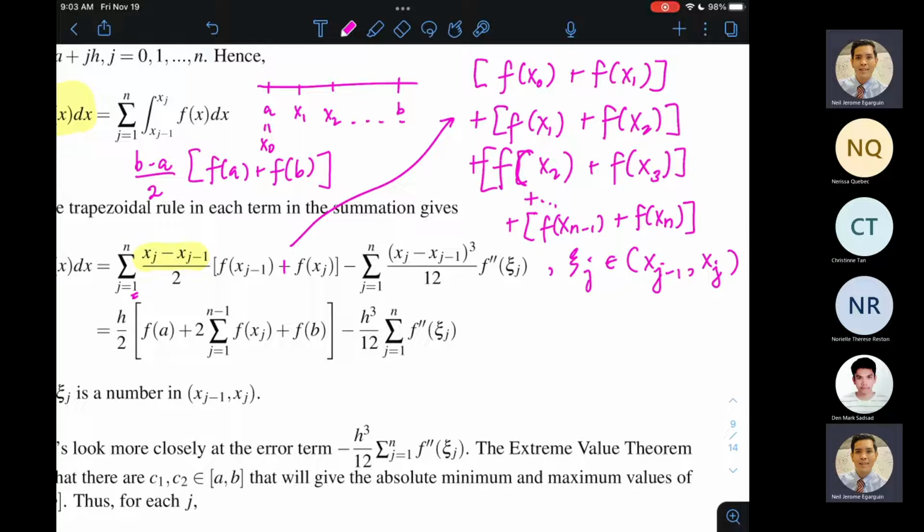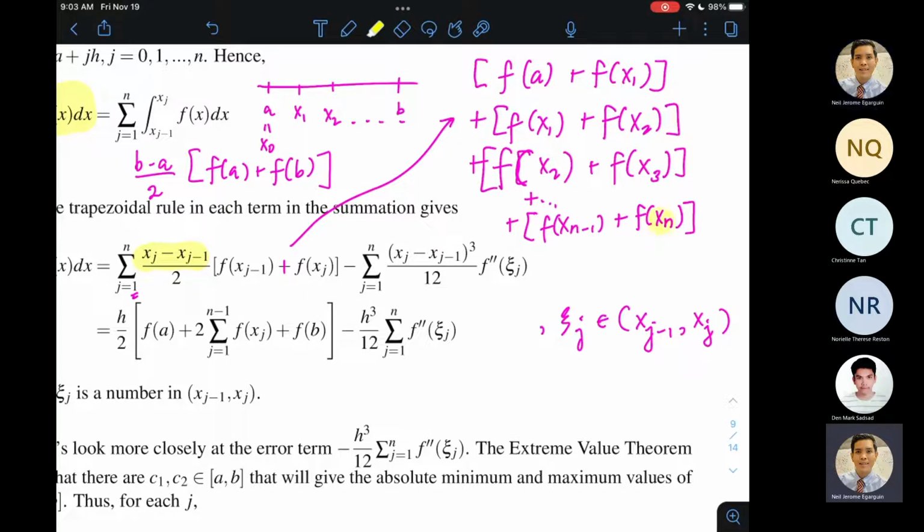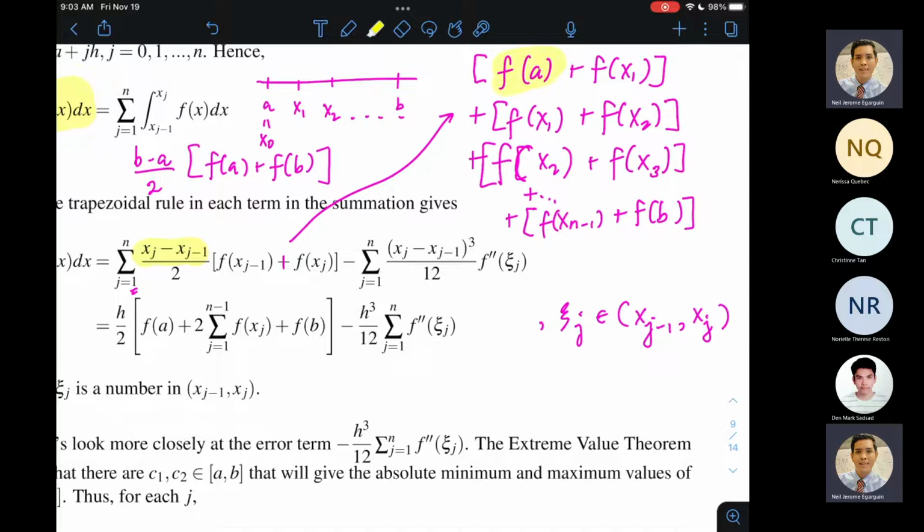But remember, delete ko na to. But remember, x sub 0 is just a. So the first term is f of a, and f of x sub n is just b. So pwede ko itong palitan ng b. And then we just try to simplify it and see that, okay, f of a, punta ka dyan, ayun si f of a. Si f of b, ayun, nandun siya sa pangatlo.